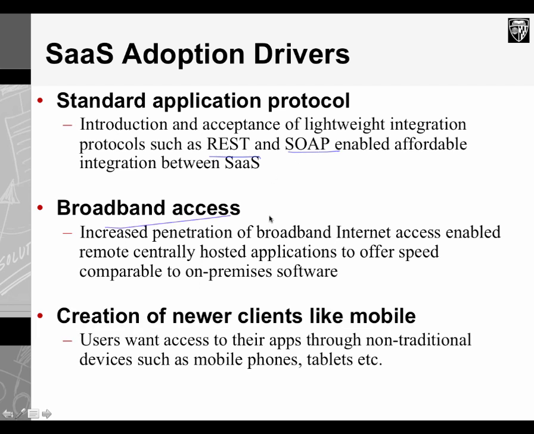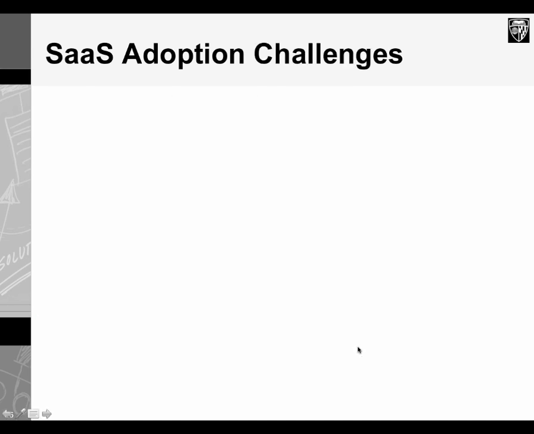There is also creation of newer clients like mobile, which are also coming into the marketplace. Users want access to their applications through non-traditional devices, such as the mobile phones. And so you may have noticed when we were looking at all these SaaS vendors, they were actually offering services that would be accessed through your mobile phones, through mobile apps. They're actually offering mobile app solutions also to access their SaaS services.